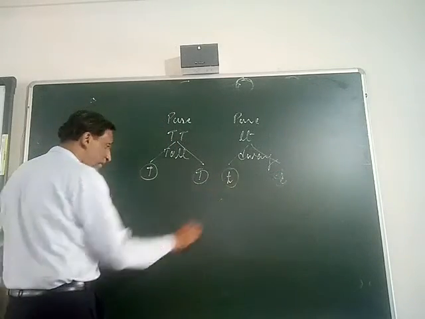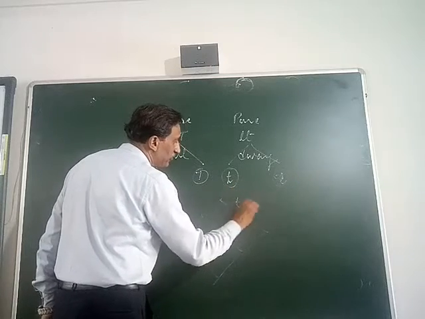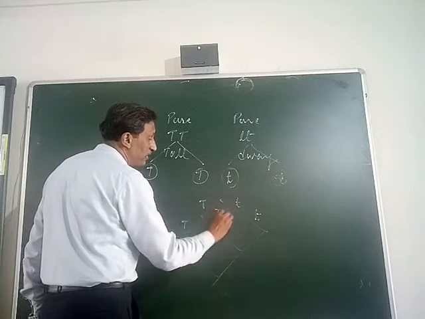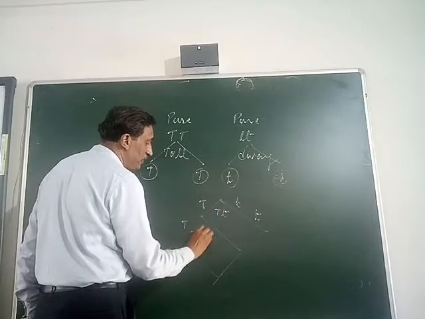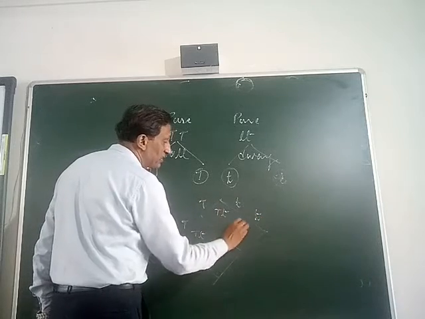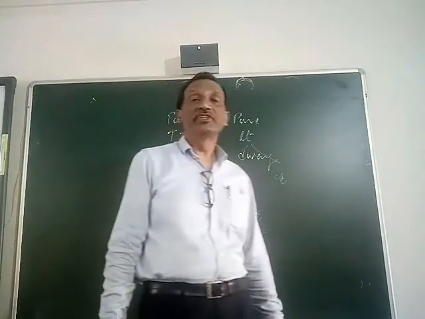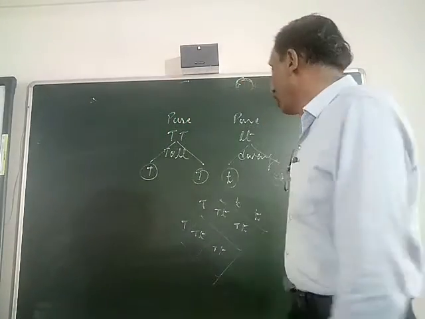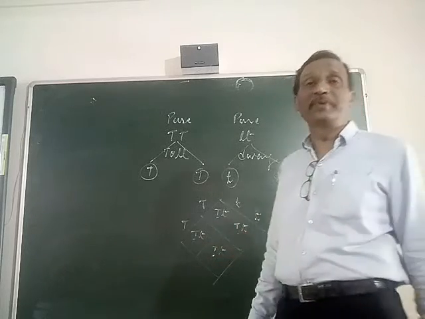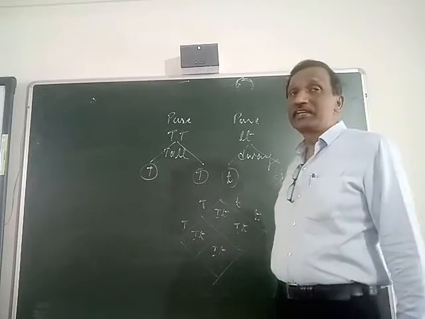Take Punnett's square. These 2 factors you take here, these 2 factors you take here, capital D and small d, capital D and small d, capital D and small d, and capital D and small d. So in F1 generation we get all the same type of genetic combination, that is capital D, small d, and since all these plants had capital D dominant character, they all will be tall. So this is how the law of dominance can be explained.